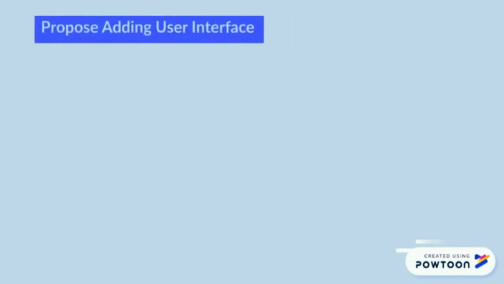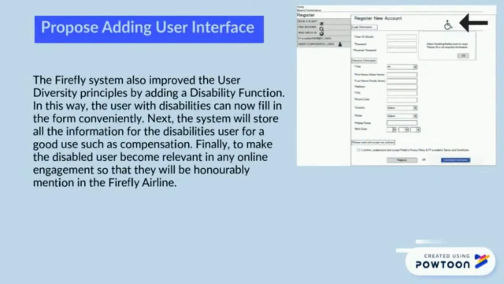In the proposed user interface, the Firefly system also improves the user diversity principle by adding a disability function. Its main function is to make disabled users become relevant in any online engagement so that they will be honorably mentioned in the Firefly airline.